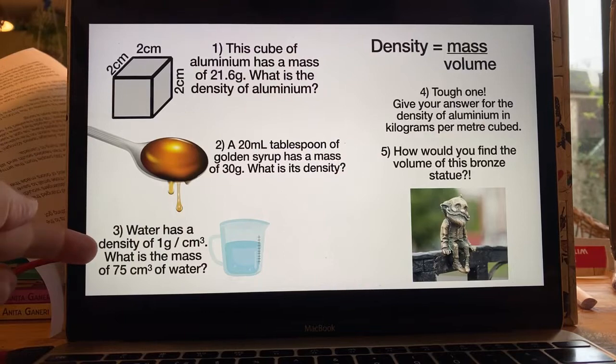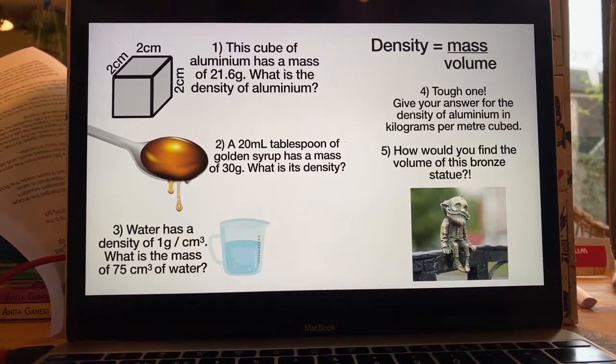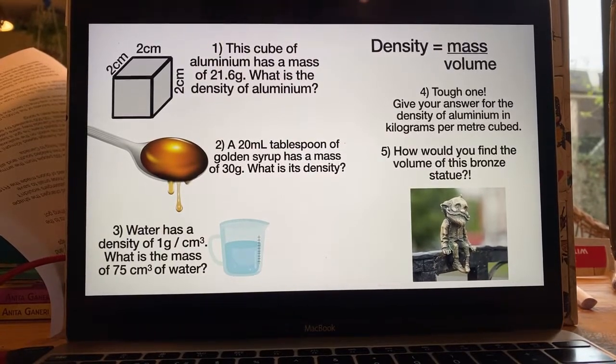And number 3, water has a density of 1 gram per centimetre cubed. What is the mass of 75 cubic centimetres of water? You've got the equation here, density equals mass divided by volume. Number 4, a super tough one, I'm not looking forward to explaining this. Give your answer for the density of aluminium, whatever you got in question 1. Can you give it in kilograms per metre cubed, please?